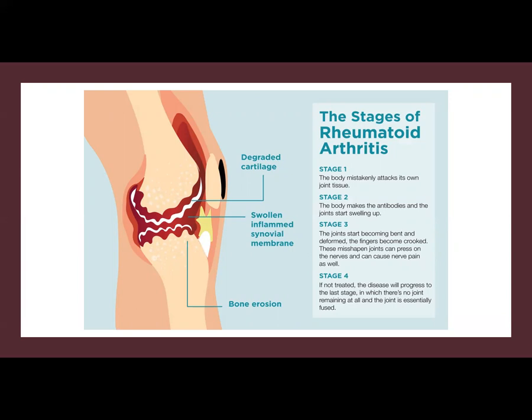And then stage 4, if not treated, the disease will progress to the last stage in which no joint remains at all and the joint is essentially fused. So that's basically what's happening. It all comes back to the synovial membrane here. That's why you'll see it bilaterally.